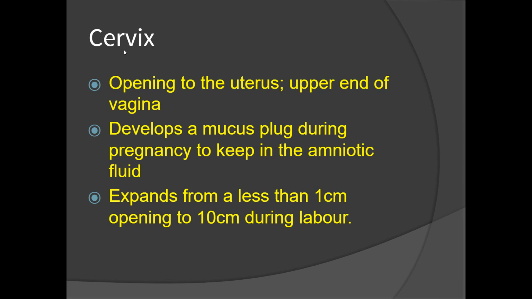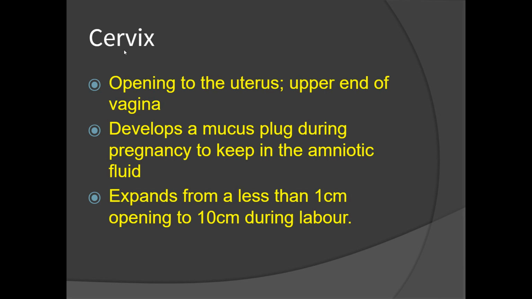The cervix is the opening to the uterus. And it's at the upper end of the vagina. It develops a mucus plug during pregnancy to keep the amniotic fluid in. Amniotic fluid is a fluid that the baby is in that protects it and creates an environment for it to grow.